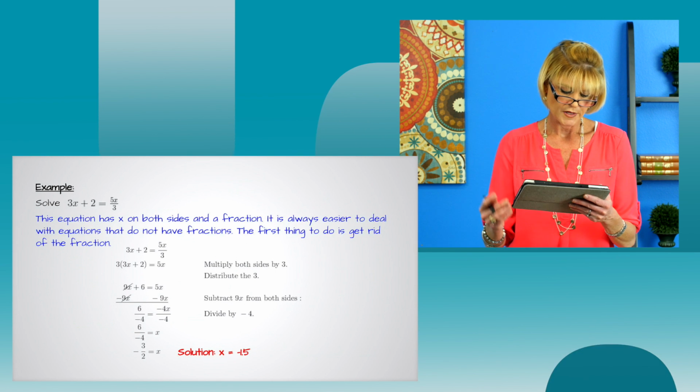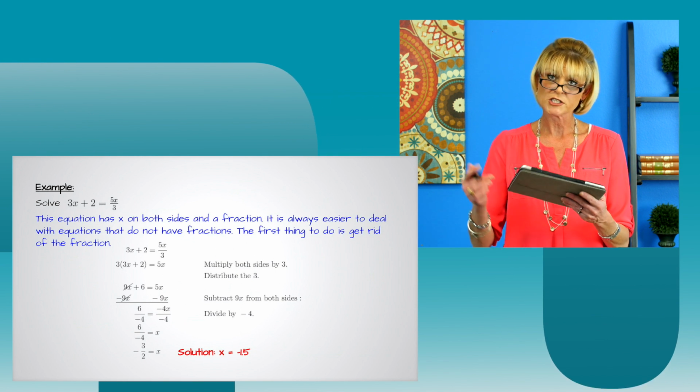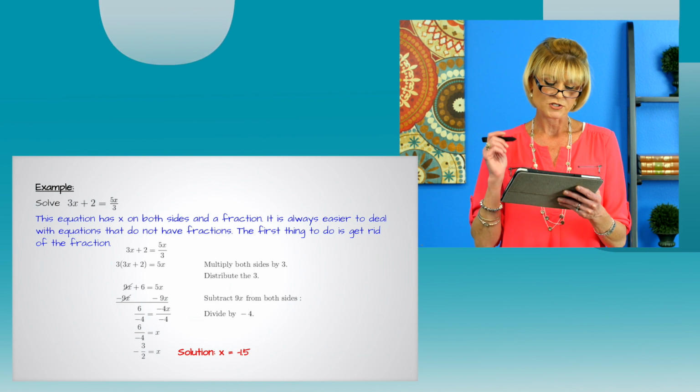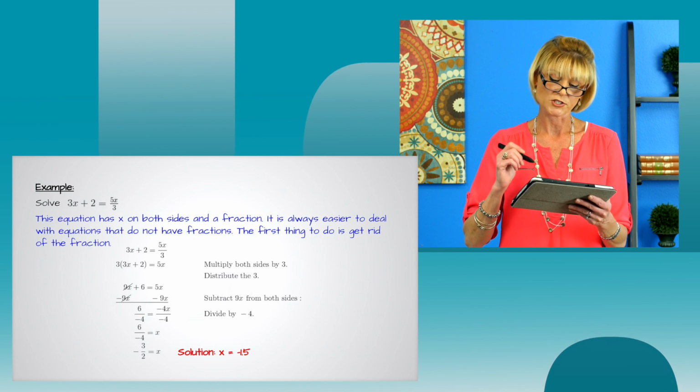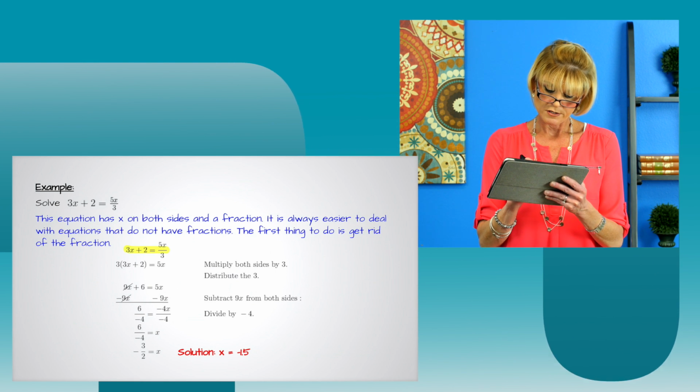Here's another example. Solve 3x plus 2 equals 5x over 3. Again, this equation has x on both sides, and it also has a fraction. It's always easier to deal with equations that don't have fractions. So the first thing we want to do is get rid of that fraction. Here's our equation.